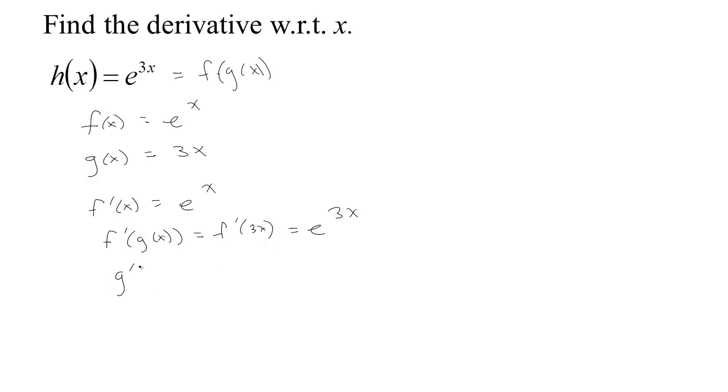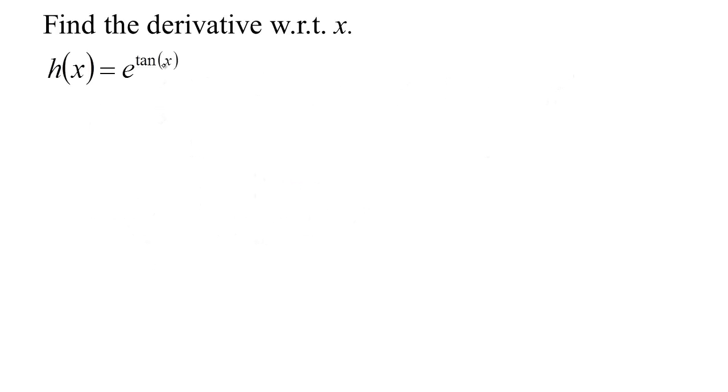And let's see, then the derivative of the inside function in this case is 3, so h prime of x is going to be the derivative of the outside evaluated at the inside times the derivative of the inside, or 3e to the 3x. Here's another example where we have a function and the outside function is e to the x. So the outside function is e to the x. In this case, the inside function is tangent of x.